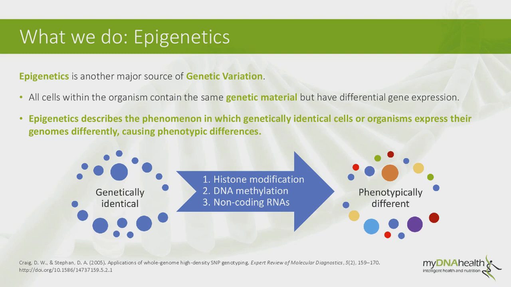So a bone cell is quite different to a skin cell, or a brain cell is quite different to a skin cell. And epigenetics describes the phenomenon in which genetically identical cells or organisms express their genomes differently, causing these phenotypic differences that we observe. So we've got a little diagram here to help you understand that. When we have cells that are genetically identical, effectively clones, but then within the organism, they begin to become phenotypically different, and this is down in part to our epigenetic mechanisms.